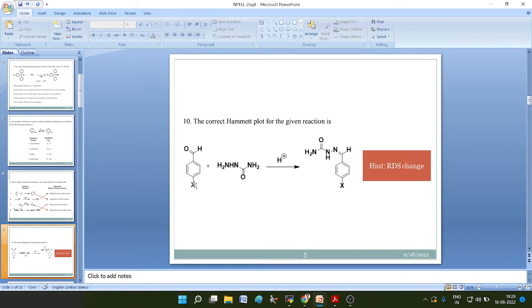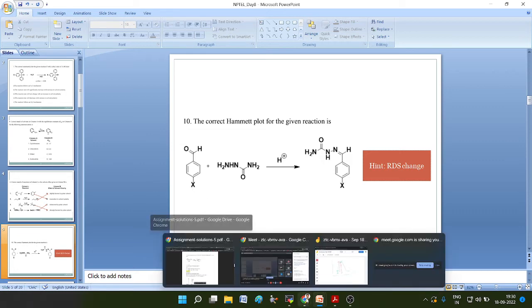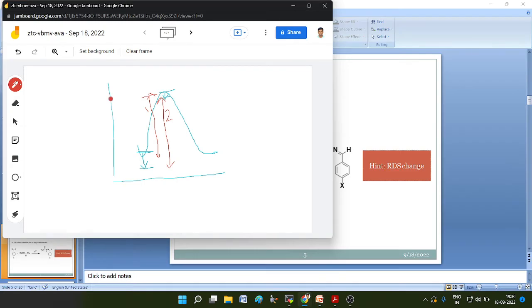So imagine you have an NH2 group or methoxy group, which will increase the electron density at the carbonyl center. Therefore, the attack of this amine will be difficult. So this is the rate determining step. The attack itself is the rate determining step, right? So now if you compare amine group, methoxy group, normal methyl group and hydrogen, you see what will happen? The hydrogen will have the highest rate.